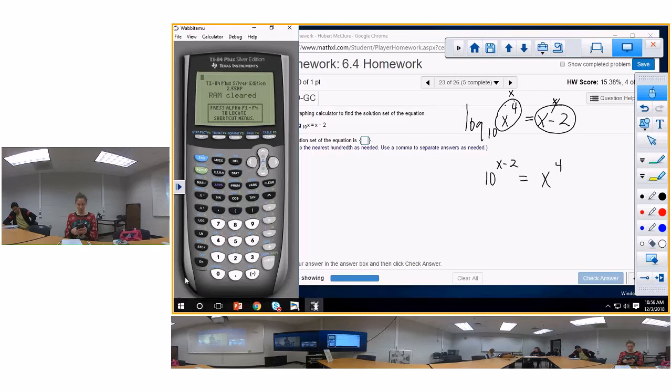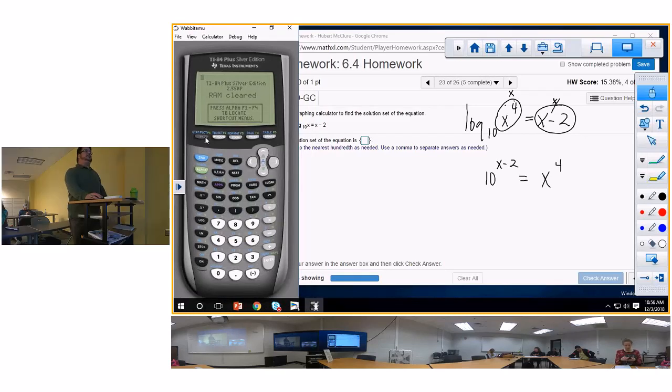So here we go. Y is equal to log of x to the 4th. So you would hit log of x raised to the 4th power, and go to the right and hit parentheses. And then go down. And what's the other one? X minus 2. So type in x minus 2. And then what? Graph. And there's the logarithm, and there's x minus 2 right there.